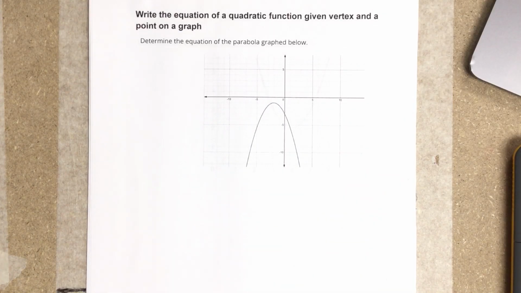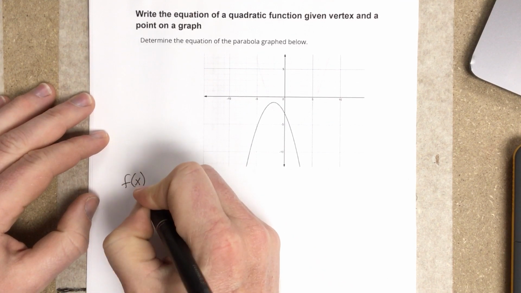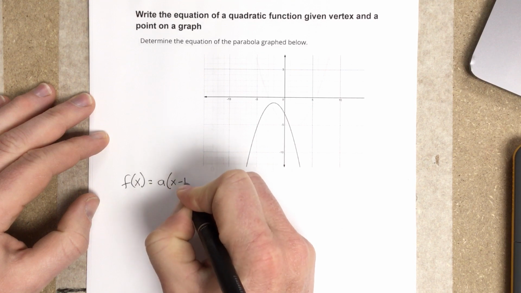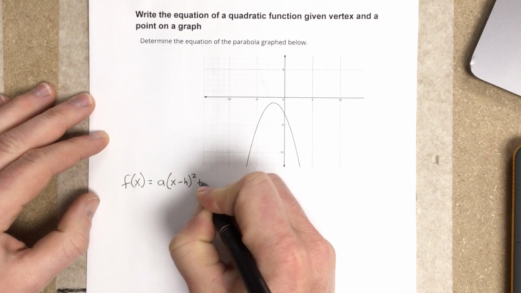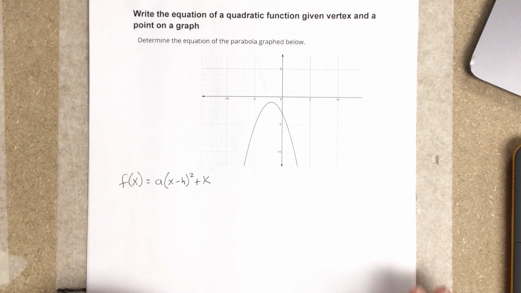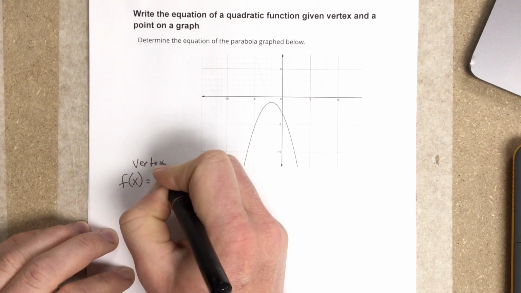In this video, we're going to write the equation of a quadratic function given the vertex and a point on the graph. It says determine the equation of the parabola graphed below. So we're going to start this problem using vertex form. And vertex form, in the previous videos, is f of x equals a times (x minus h) squared plus k. They also call it standard form.